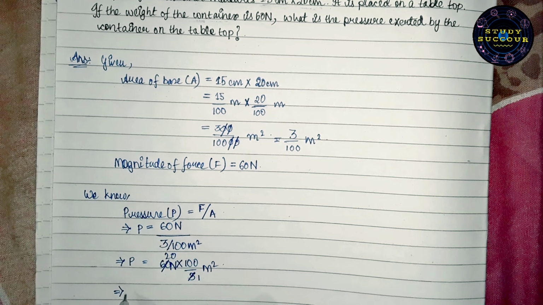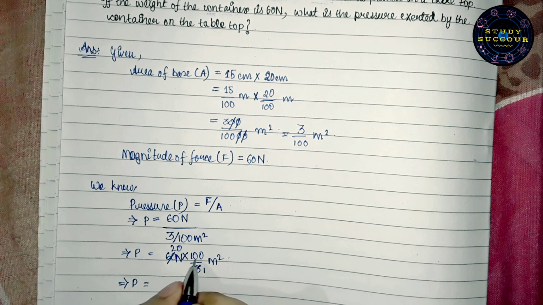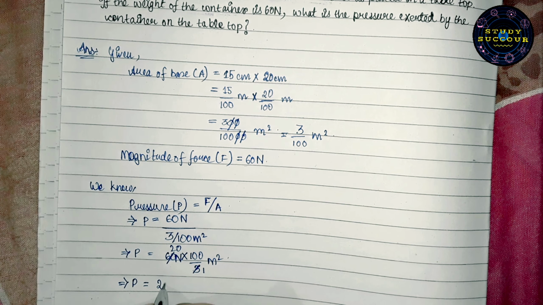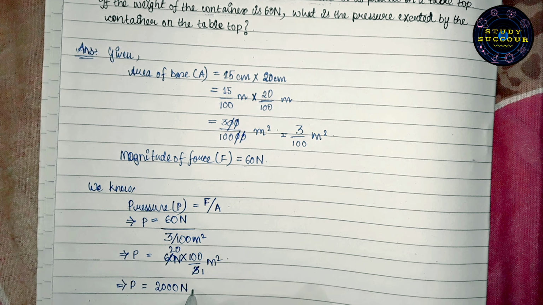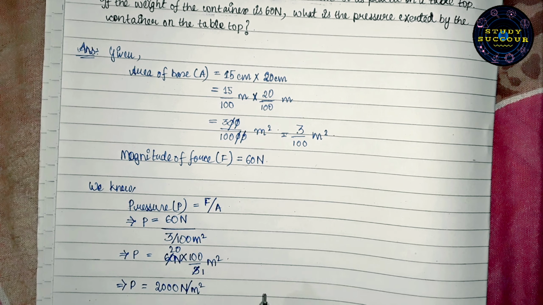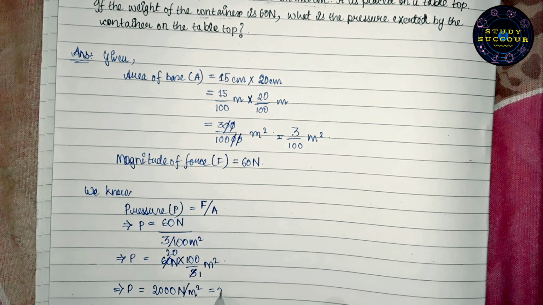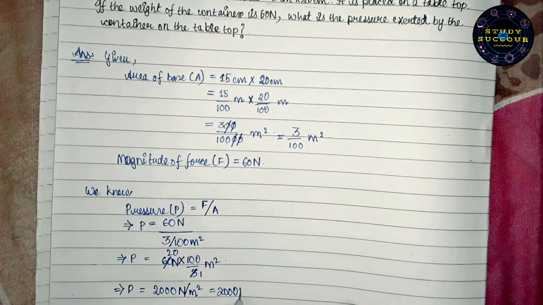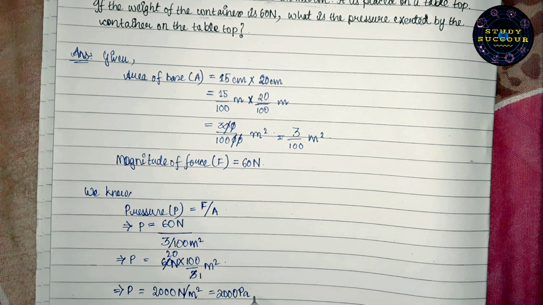So pressure P equals to 20 into 100, that is 2000 Newton per meter square. So this can also be written as 2000 pascals. So our final answer, our pressure is equals to 2000 pascals.